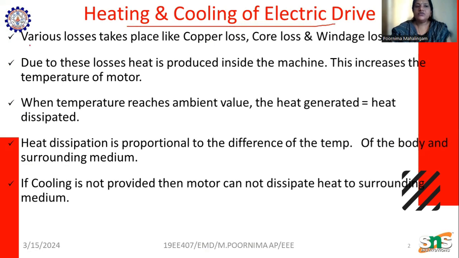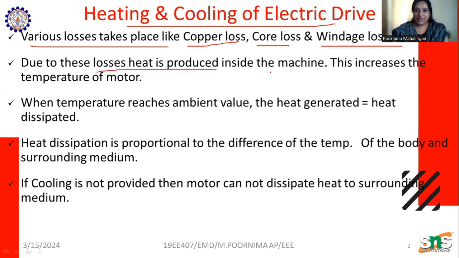We have seen various losses that take place, like copper losses, core losses, and windage losses. Generally, if the motor runs, what happens? There will be a larger number of losses. Here we have taken the major losses: copper losses, core losses, and windage losses. Due to these losses, heat is produced inside the machine, and this increases the temperature of the motor.